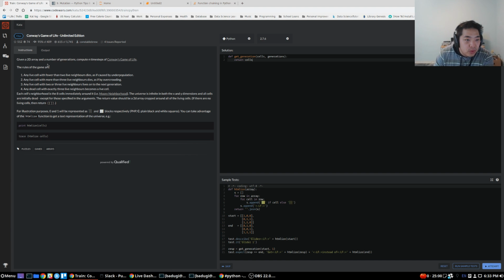All right, so given a 2D array and a number of generations, compute n time steps of Conway's game of life. Do I have to read that? A 2D array and a number of generations, compute the time steps of Conway's game of life. This sounds really tough. I'm already confused. I'm already intimidated by what the instruction is supposed to be. The rules of the game are any live cell with fewer than 2 live neighbors dies.